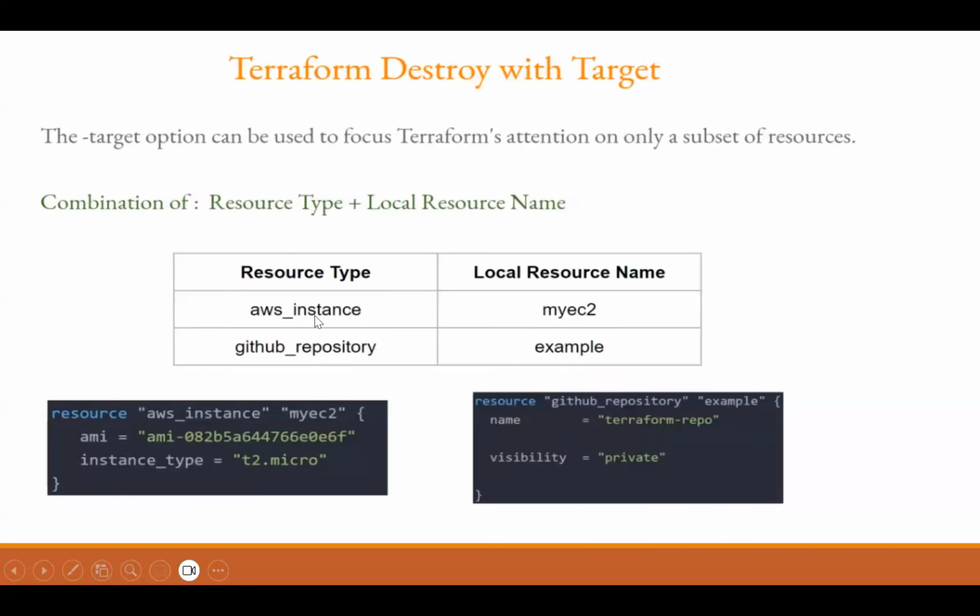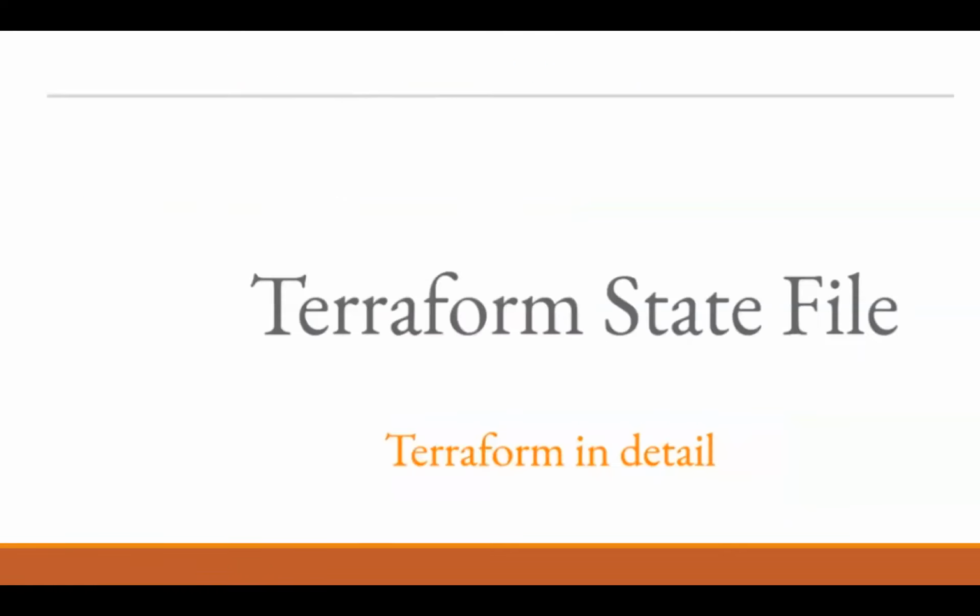So resource type equal to aws_instance, and local resource name equal to my first EC2, whatever, web1, web2. So these are the two resources. If you want to destroy only one resource, you can destroy only one resource with that hyphen target option.